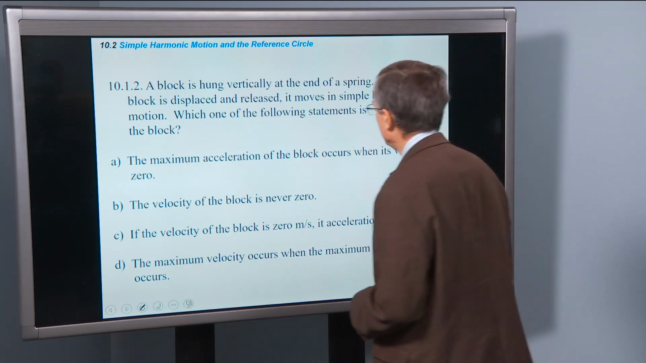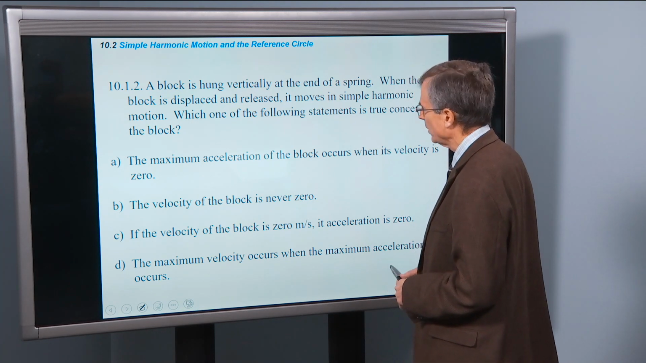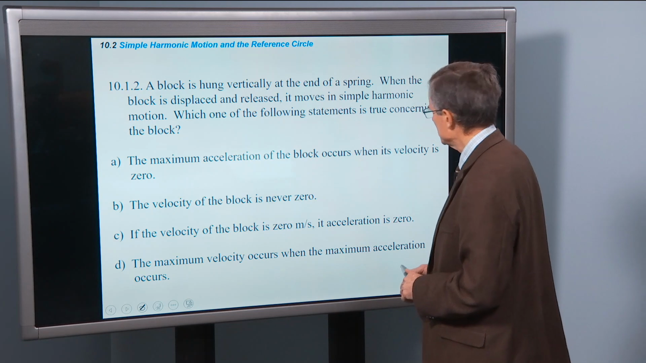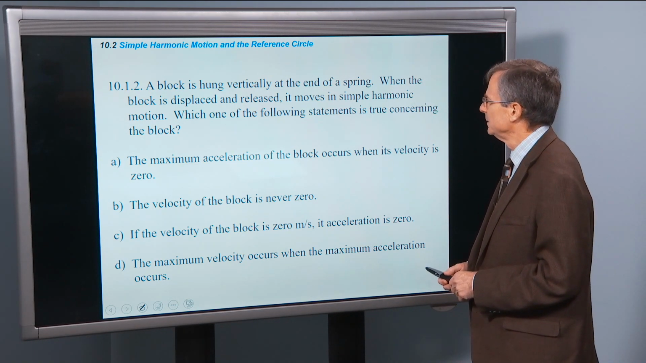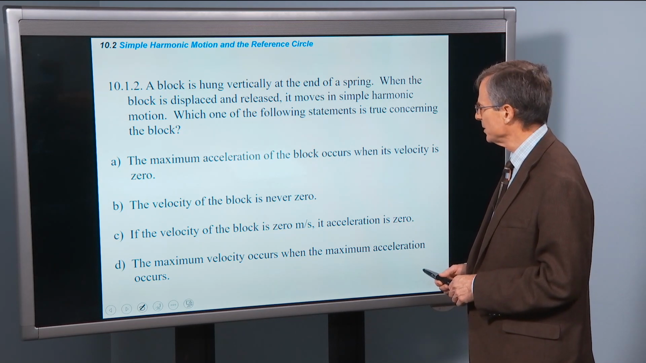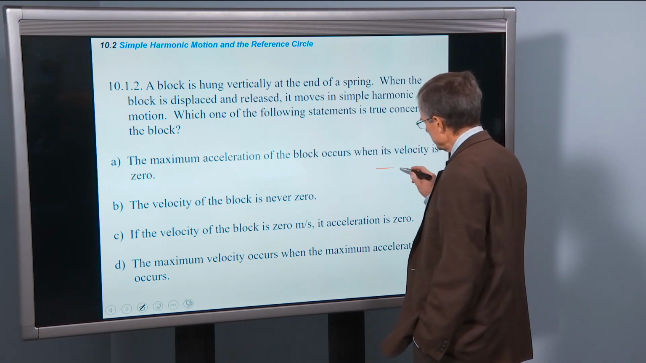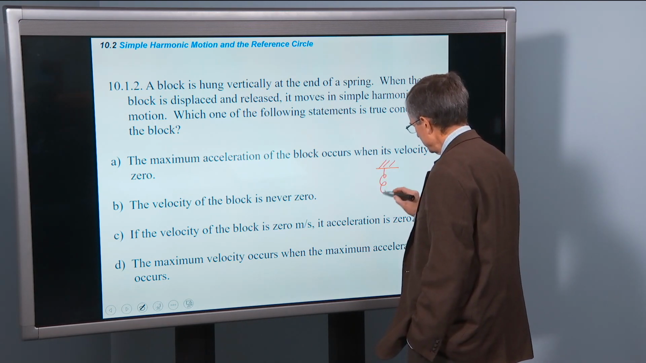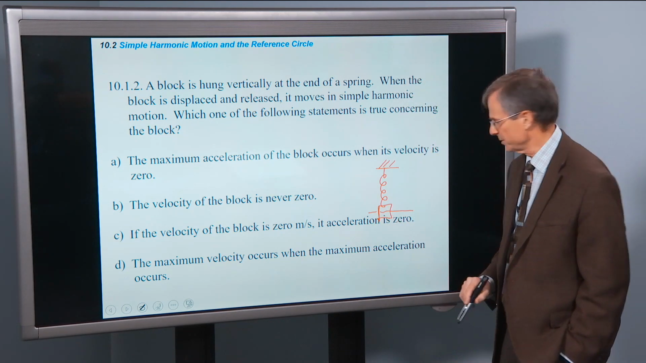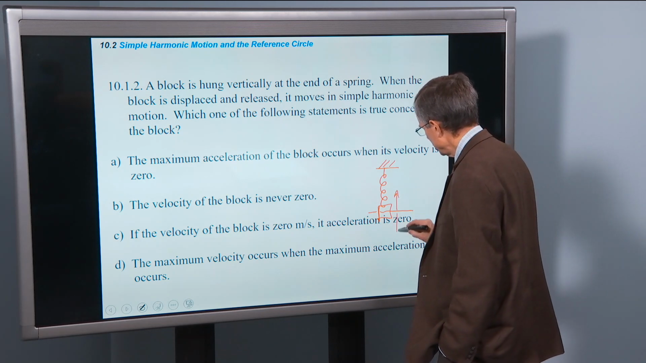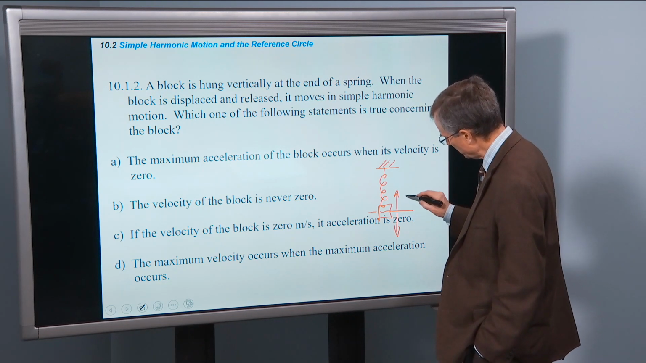A block is hung vertically at the end of a spring. When the block is displaced and released, it moves in simple harmonic motion. Which one of the following statements is true concerning the block? The maximum acceleration of the block occurs when its velocity is 0. So here's the spring, here's the block, and let's say this is the equilibrium position. And it's oscillating back and forth from that equilibrium position.